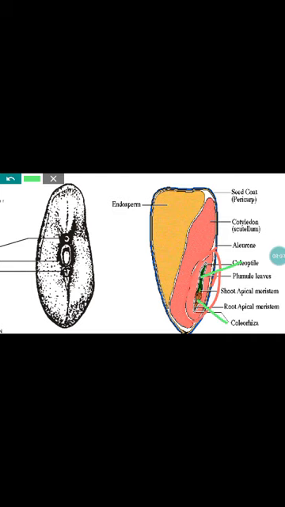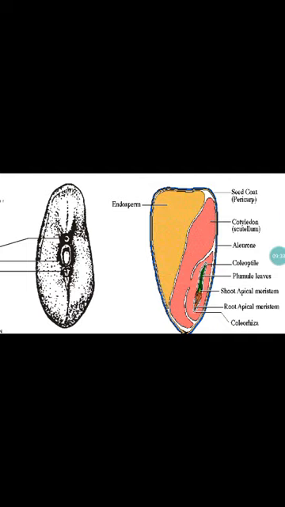Both radicle and plumule are there. Particularly the plumule is well surrounded by one more covering, the coleoptile. The sheath-like covering that surrounds the plumule region is the coleoptile, and the sheath-like covering that surrounds the radicle region is the coleorhiza. So both radicle and plumule are there in the embryo. The embryo is a living part, while the endosperm is a non-living part. The endosperm acts as a storage organ as far as the monocot seed is concerned.